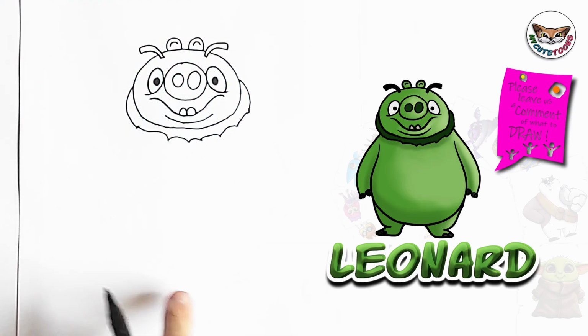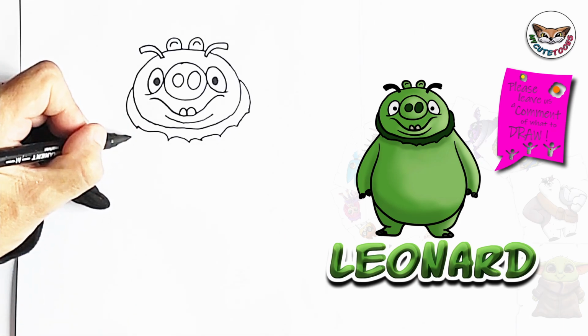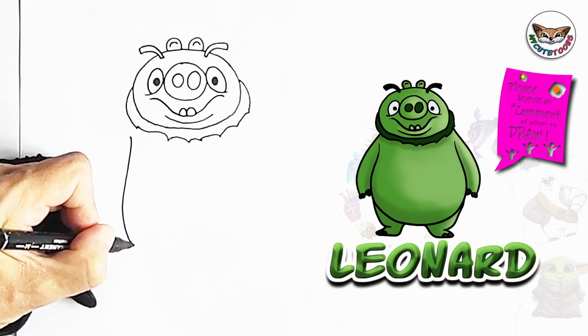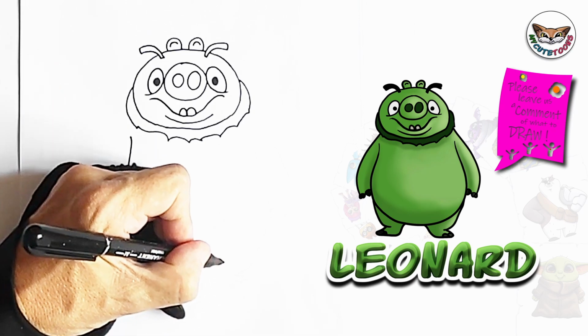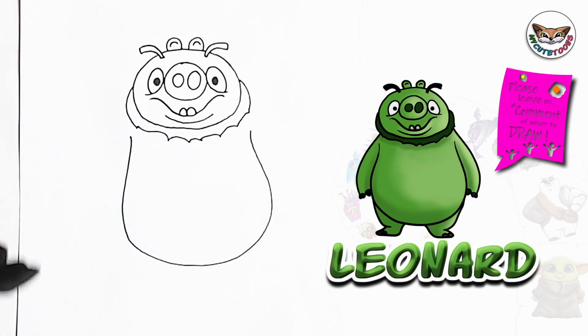Next up we'll draw the body. I'm going to start here at the folds of the armpits, and I'm going to go down like a bulb shape, take it back and back up again.